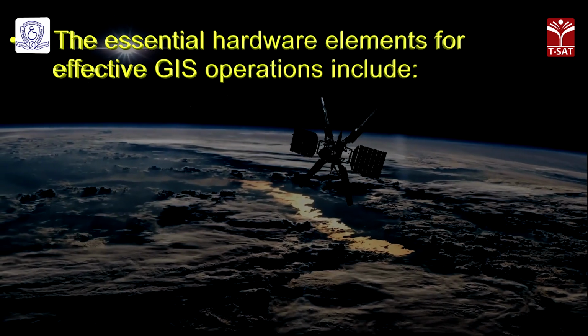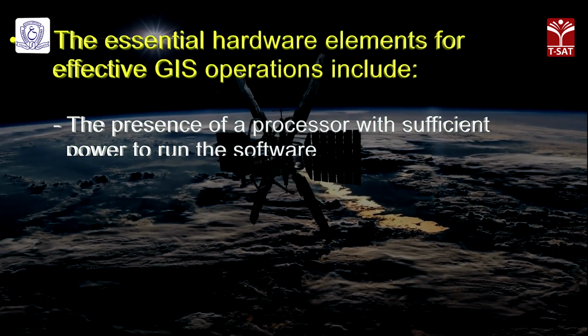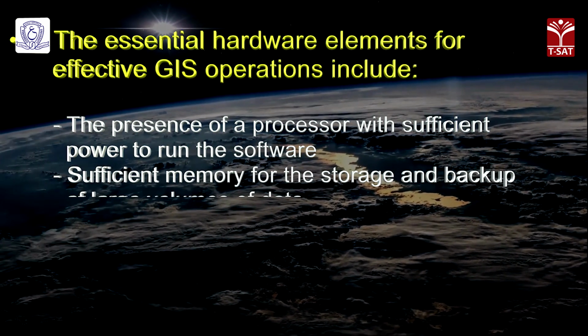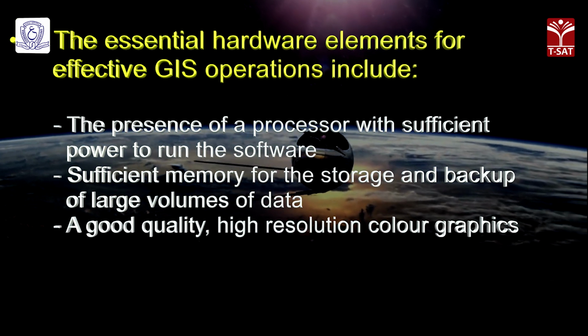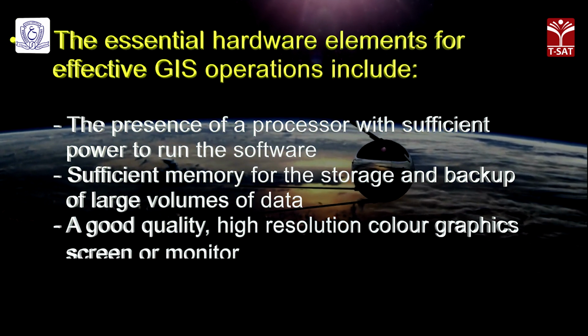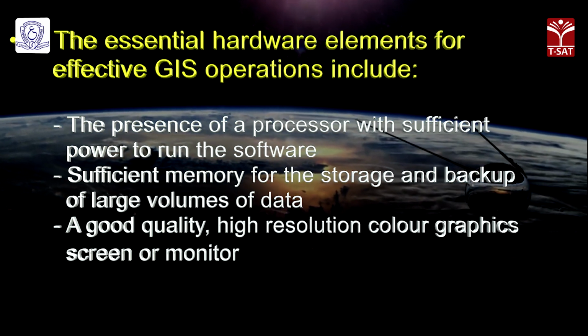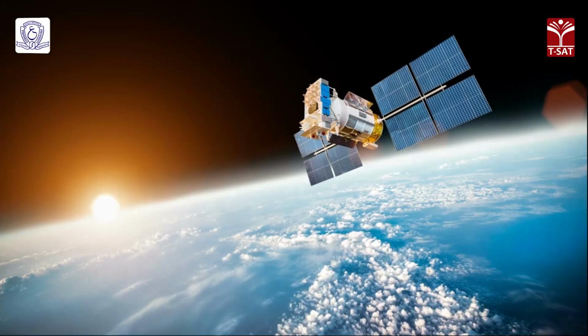The essential hardware elements for effective GIS operation include a processor with sufficient power to run the software, sufficient memory for the storage and backup of large volumes of data, a good quality, high resolution color graphic screen or monitor, and data input and output devices like keyboard, printers and plotters.